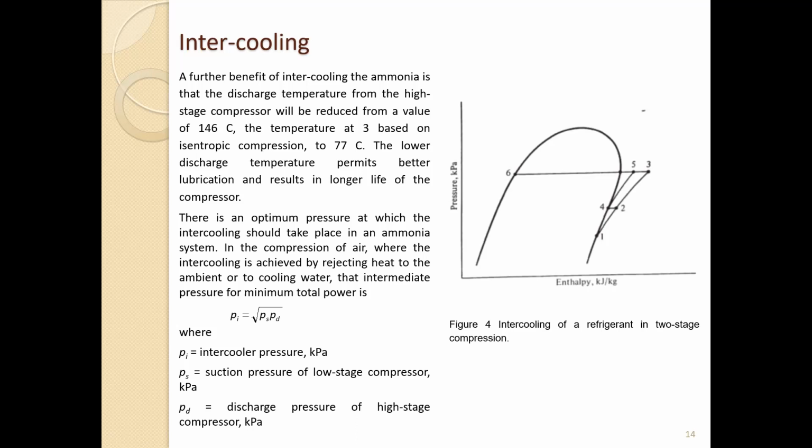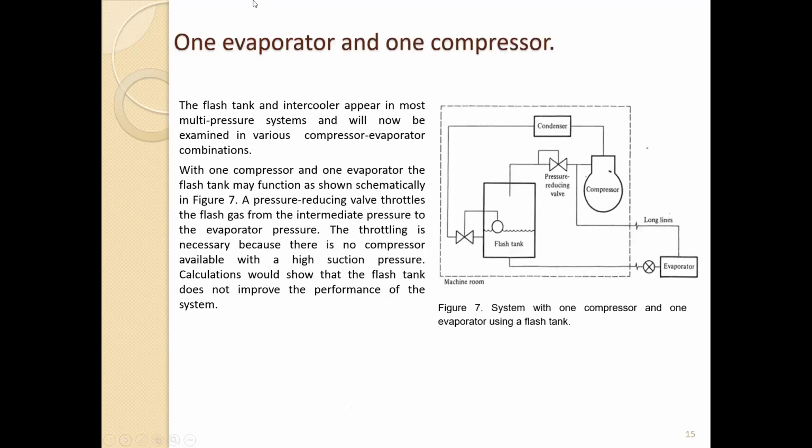There is an optimum pressure at which the intercooling should take place in an ammonia system, unlike the compression of air, where the intercooling is achieved by radiating heat to ambient or to cooling water. That intermediate pressure for minimum total power is PI equal to the square root of PS times PD. PI is intercooler pressure, kilopascal. PS is the suction pressure of low stage compressor, kilopascal. PD is the discharge pressure of high stage compressor, kilopascal. So yun, intercooling.